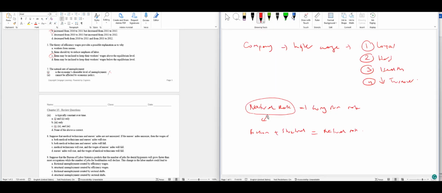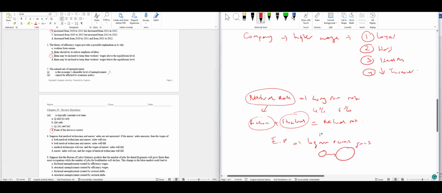It can be affected by economic policy. If the economic policy targets long-run economic growth, so that means the economic pie increases, that means you have more production and more jobs available, you can change the natural rate. And it's not constant over time, because frictional and structural unemployment change. It's usually between 4 to 6%. So for that reason, the right answer is none of the above is correct.